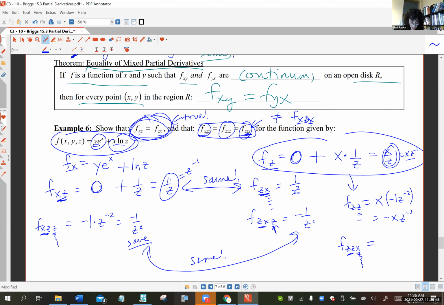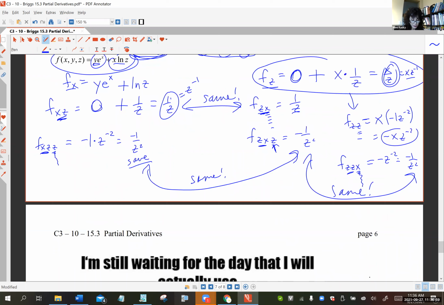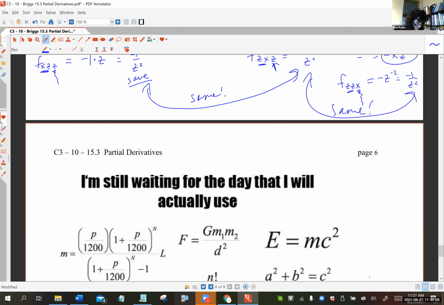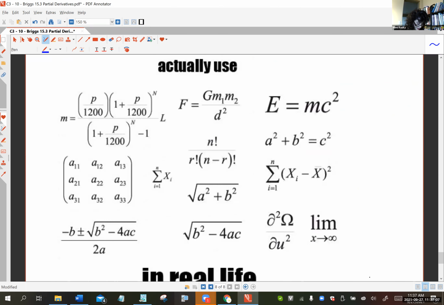That means hold z constant. But this is just going to be negative z to the negative 2. And that's the same as negative 1 over z squared. So these are all the same as they should be, okay? Because, you know, those third partials are all mixed partials and they're equivalent. And this is just some silly stuff.